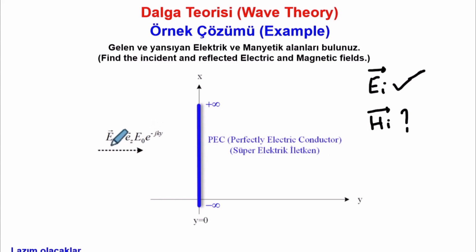Now look, what else do I not know? This electric field came here, hit, and reflected. I also don't know the reflected electric field, of course. If I don't know the reflected electric field, then I probably don't know the reflected magnetic field either. So my goal is actually to find the other three fields, while one of these four fields is known, friends. Now, if you want, let's start with the process of finding the incident, that is, the incoming magnetic field, which you also know.